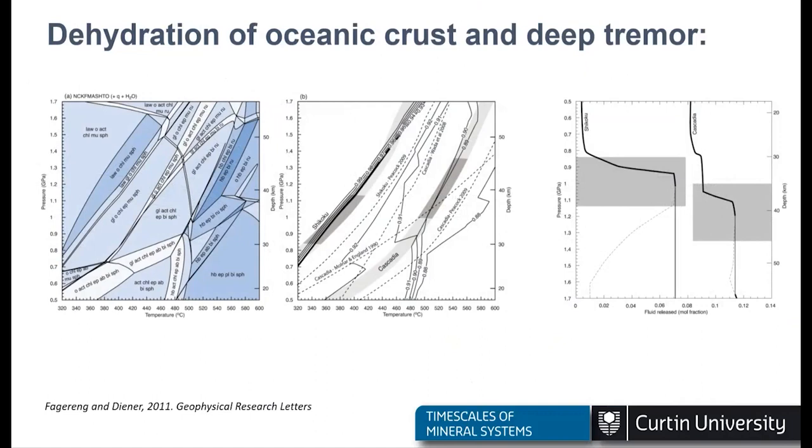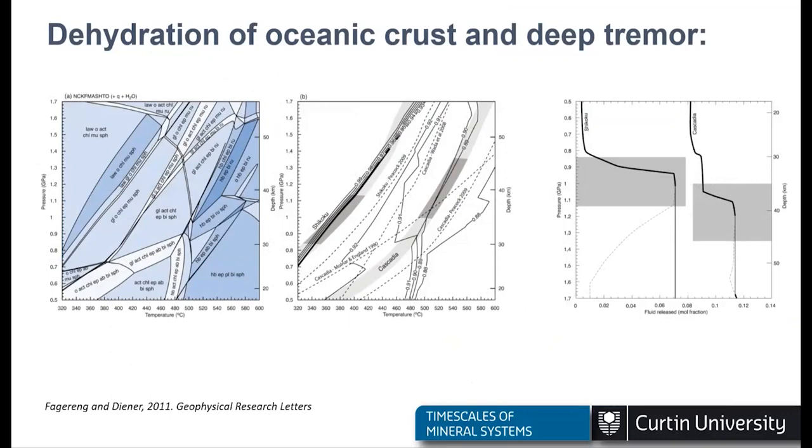And so they did some thermodynamic models for the oceanic crust and showed that on the kinds of geotherms that you find in Shikoku, so the Nankai subduction margin, the pressure or the depth where that tremor occurs correlates pretty well where you expect lawsonite to break down. And when lawsonite breaks down, it releases a lot of fluid. So that's quite an interesting finding.